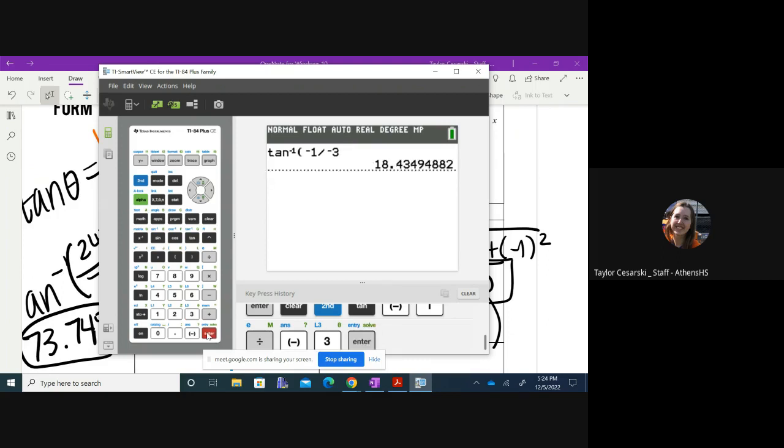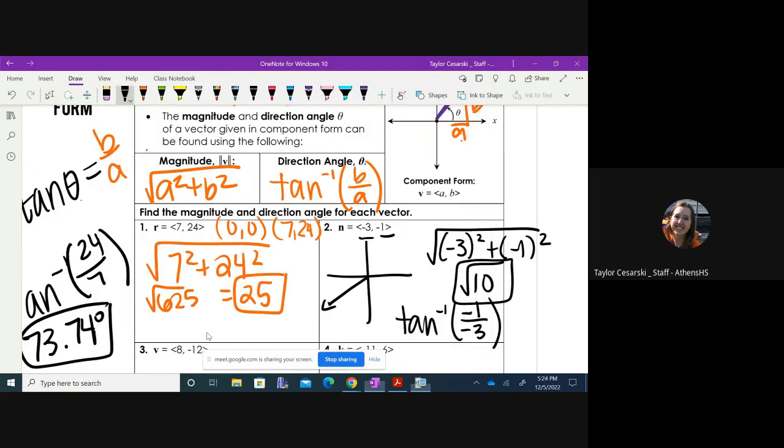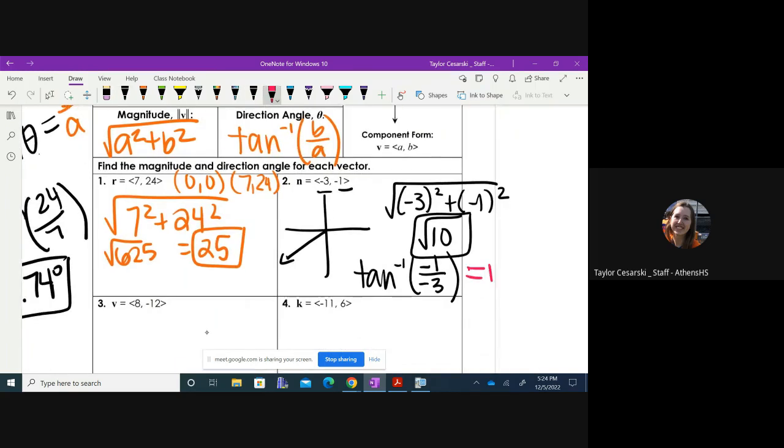That gives me 18.435 degrees. Now, a little bit of a problem. Remember, tangent inverse has restrictions in the first and the fourth quadrant. So your calculator is only going to give you something in the first or the fourth quadrant. We know 18 degrees is in the first quadrant, but that's not what I want. I know that my vector is in the third quadrant because those are both negative.